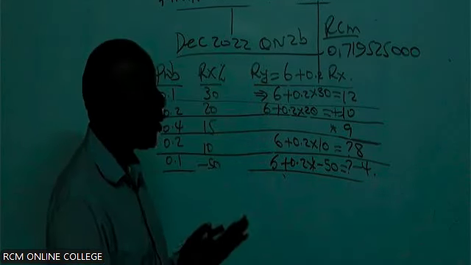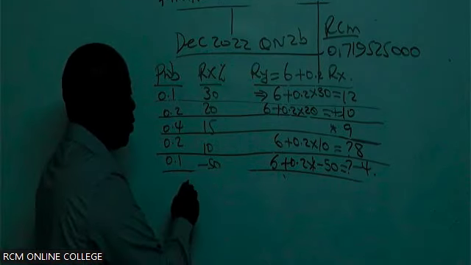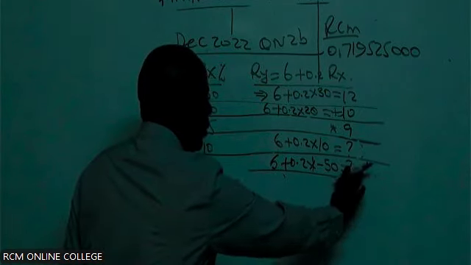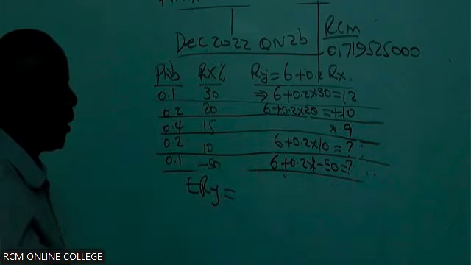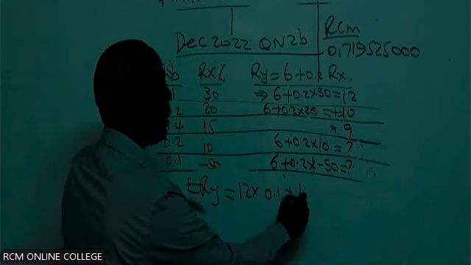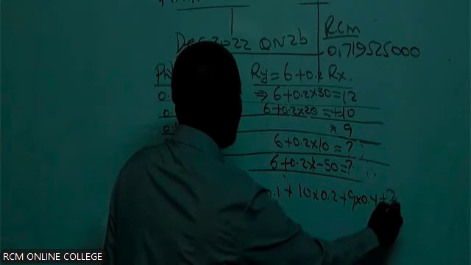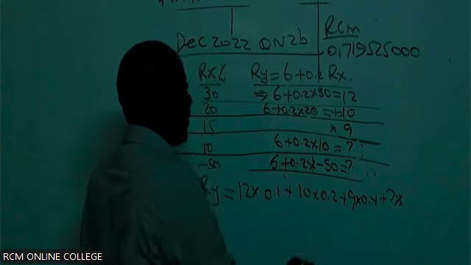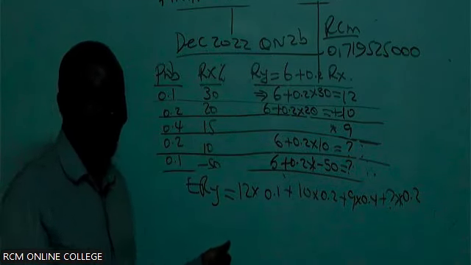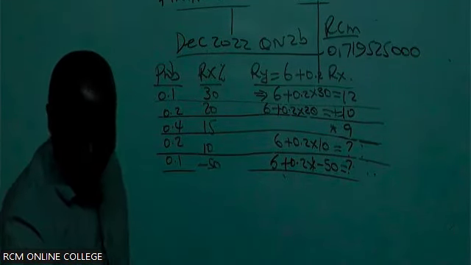There are students, at times you are very good cartoons. When we were marking this paper, we got a student who was saying here expected return of Y. Look at what these cartoons were doing. They were saying it is 12 times 0.1 plus 10 times 0.2 plus 9 times 0.4. Then they came and said question mark times what. So is this a serious student? No, this is not a serious student.